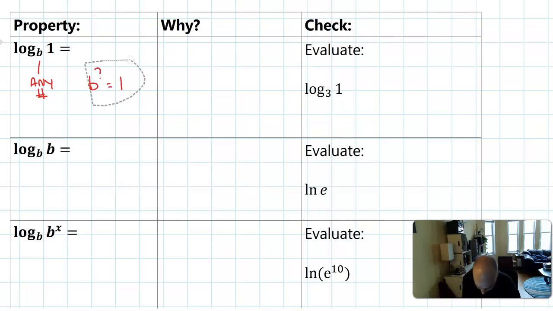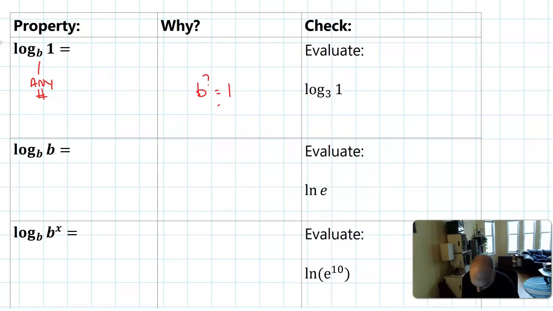Well, why is that true? I'm going to put this in the y column. The only thing that makes this true is 0. b to the 0 equals 1. So log base b of 1, no matter what the base is, will always equal 0, no matter what.